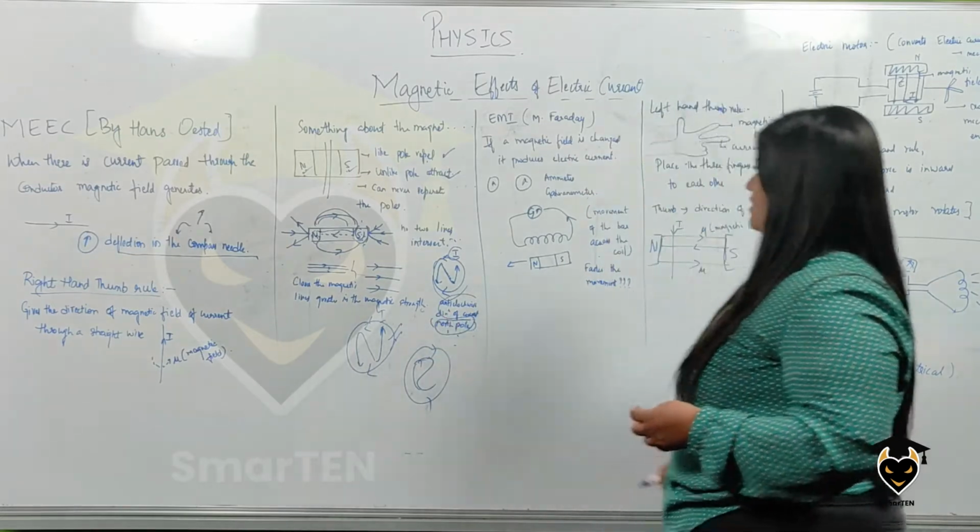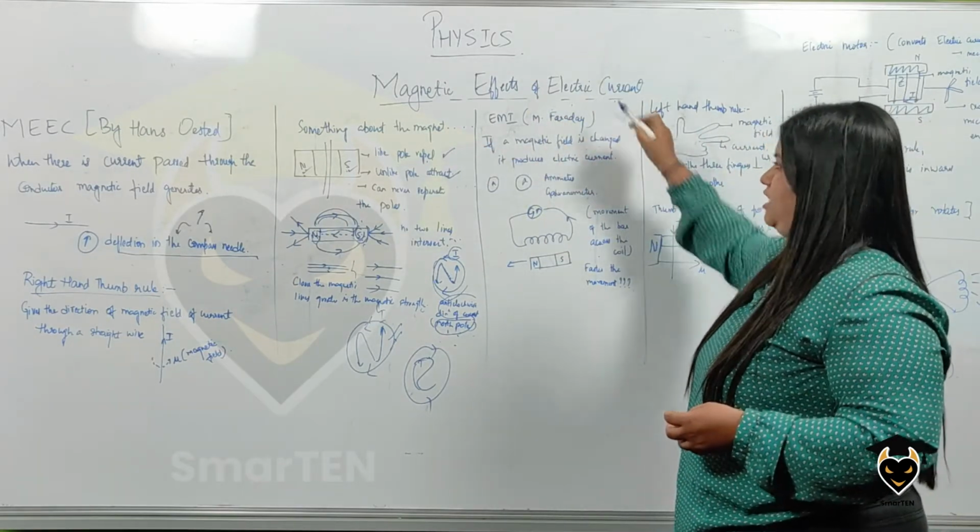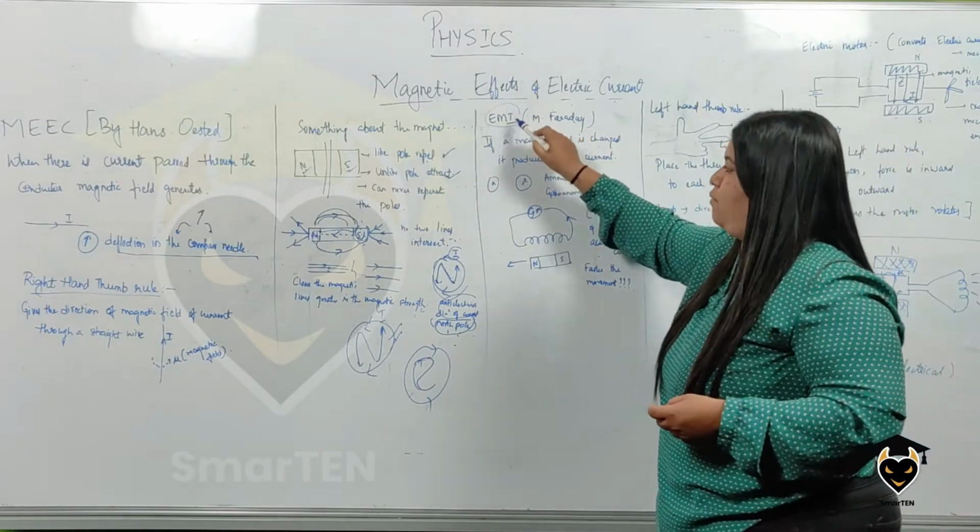So, this will tell us the north pole or the south pole depending upon the direction of the current flow. Next, the concept after MEEC, the magnetic effects of electric current, is something called EMI. What is EMI?